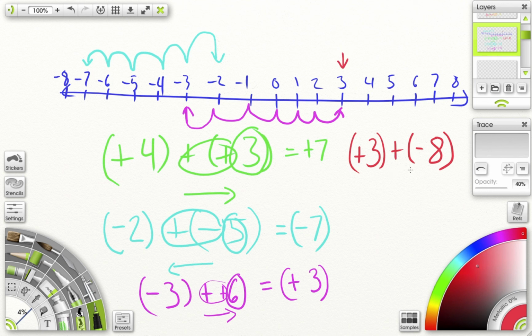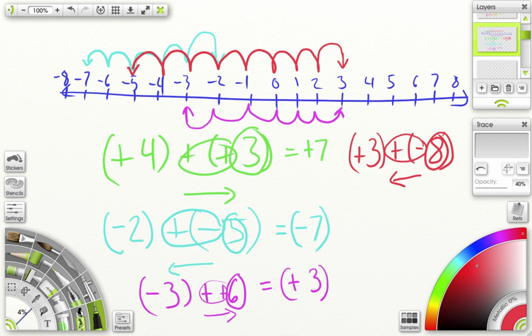Next step, look at my symbols. These two symbols are opposite. So I know if they're opposite, I'm automatically going to the left on the number line. I'm going to the left this many spaces because my second number is 8. So I'm going 1, 2, 3, 4, 5, 6, 7, 8. I end up at -5.